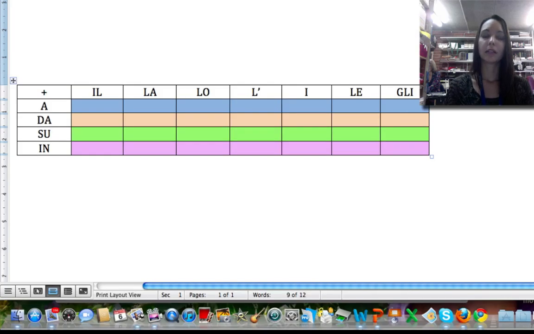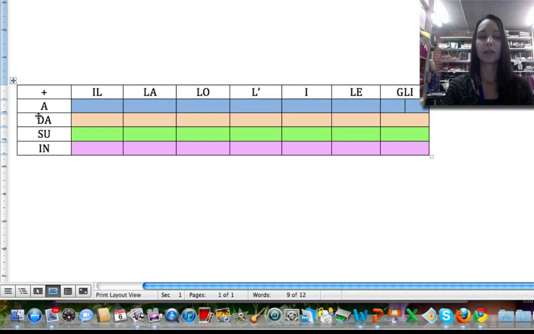Okay, so what are articulated prepositions? Articulated prepositions are formed by the preposition, which we find in this column here: a (at), da (from), su (on), in (in). They don't always translate like that, but that's an approximate translation, because prepositions are actually very, very difficult to translate, and it's the last thing a second language learner will learn about the language.